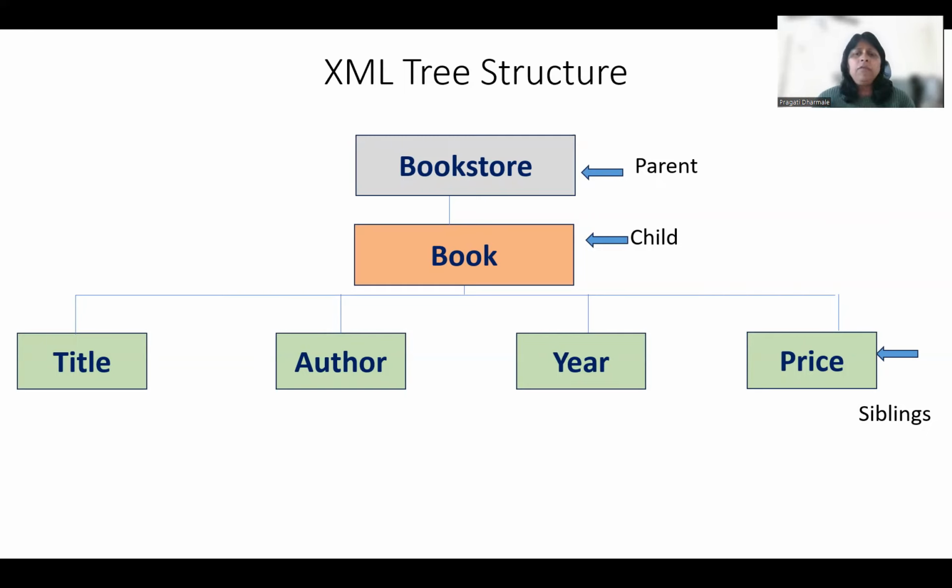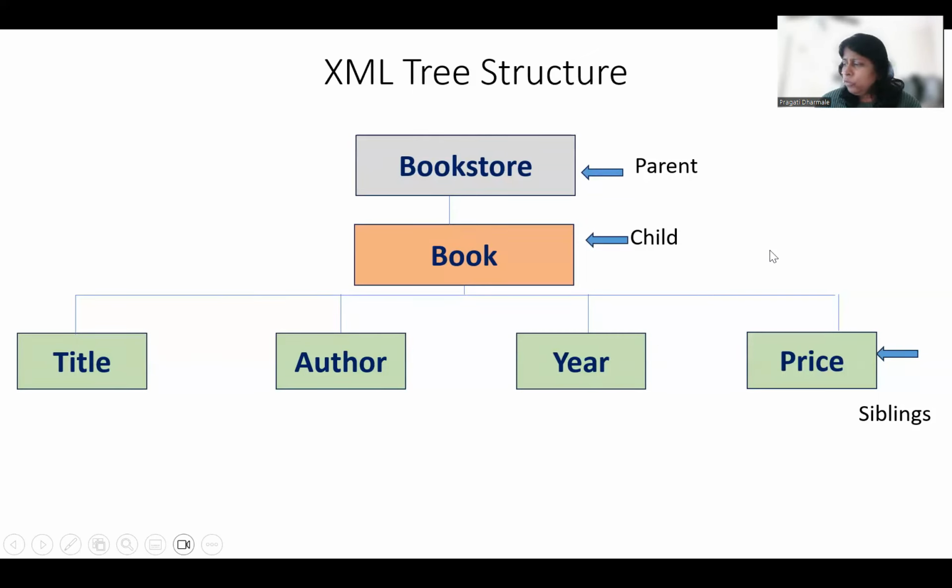Now, when you have to write code to represent this information through XML, we make use of certain tags and attributes. So bookstore is the root element, book is the child element, and title, author, year, and price are the siblings. And likewise, you will have book 1, book 2, book 3, book 4, and every book will have these elements: title, author, year, and price, right?